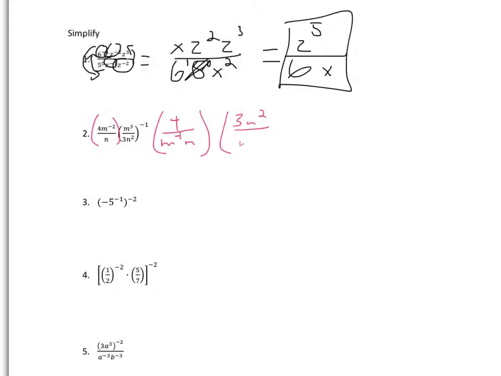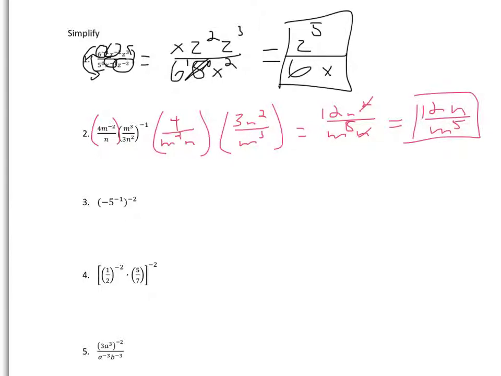Okay, so that's going to be 3n squared over m cubed. Alright, now we can multiply straight across. We'll get 12n squared on top, and m to the 5th n on bottom. Okay, so we do our reducing. And when you cancel out 1m on top and bottom, you're left with 1n on top, 5m's on bottom, and we're all done.